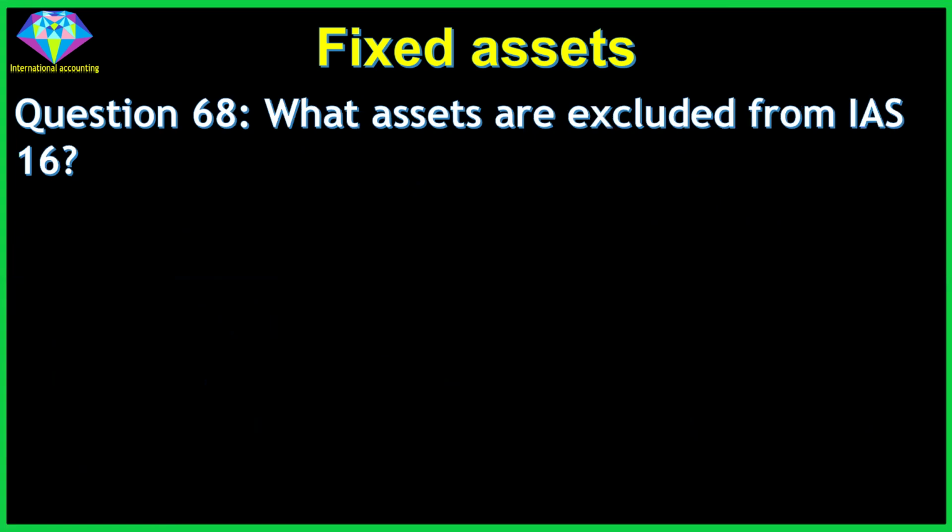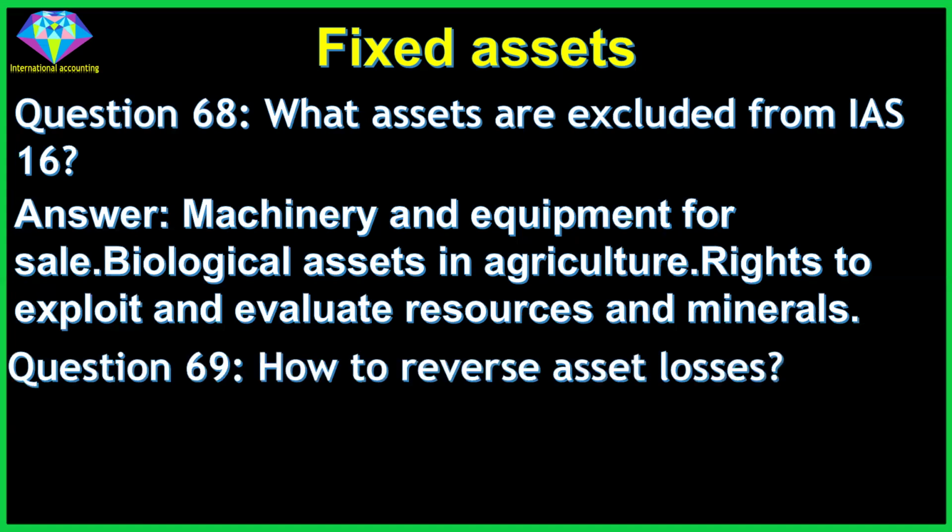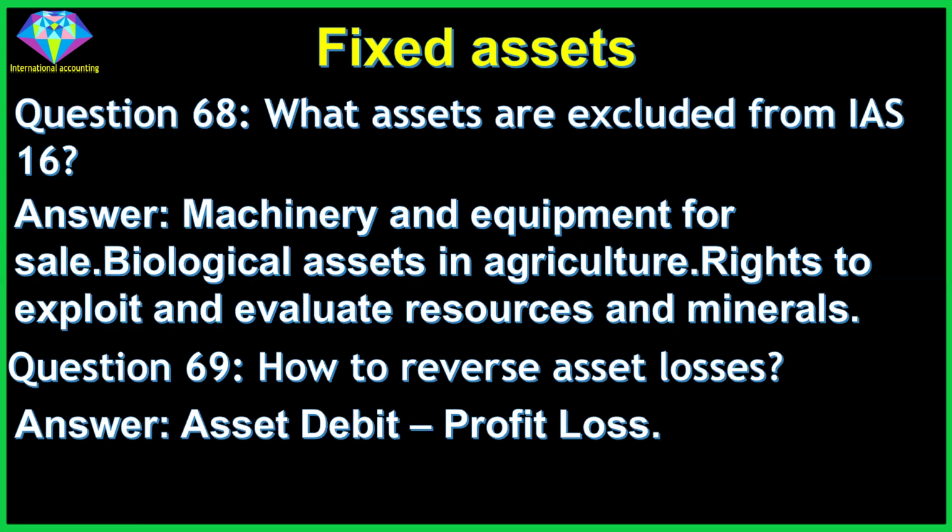Question 68. What assets are excluded from IAS 16? Answer: machinery and equipment for sale. Biological assets in agriculture. Rights to exploit and evaluate resources and minerals. Question 69. How to reverse asset losses. Answer: asset debit subtract profit loss.